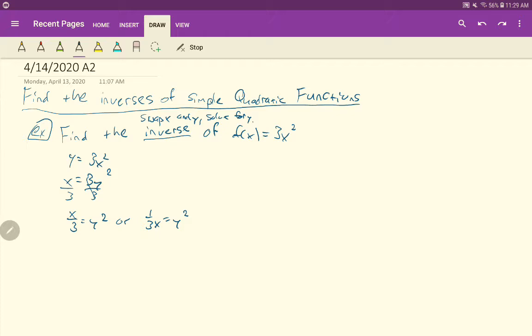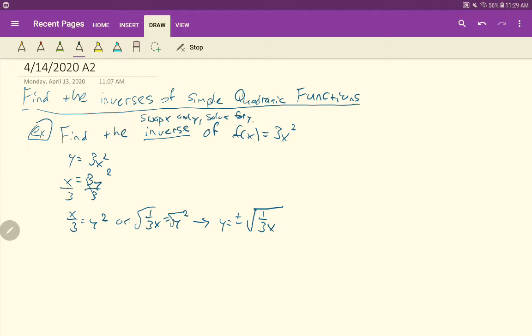And then from here, what's our last thing we want to do to get the y by itself? Well, we want to get rid of this square right here. How do you get rid of a square? The answer is you use a square root. So we square root both sides here. So we get y equals the square root of 1/3x, just like that. Now, in an equation setting, we should technically put a plus or minus in front, just like that.